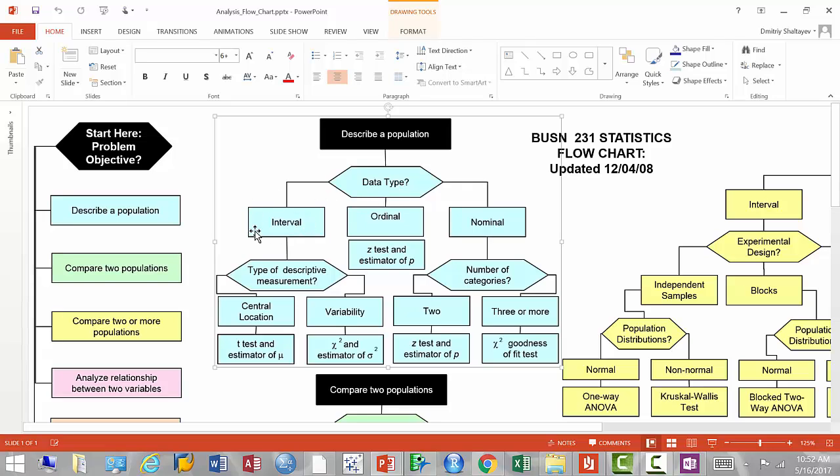So for example, if you're looking at interval data, meaning it's numerical or continuous, right? What type of descriptive measurement are you looking at? It can be a measure of central location or variability. Well, we didn't really talk about how you assess variability. There are tests to do that, okay? Tests primarily about sigma squared, that would be the variance of the population. So our efforts were concentrated on central location, and that would be the mean, right?